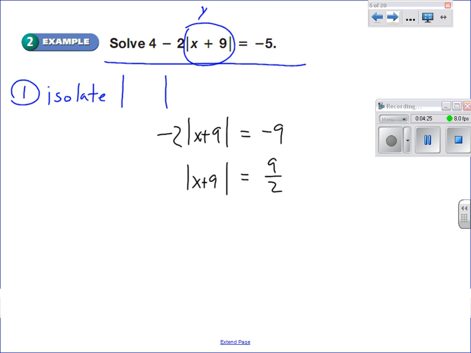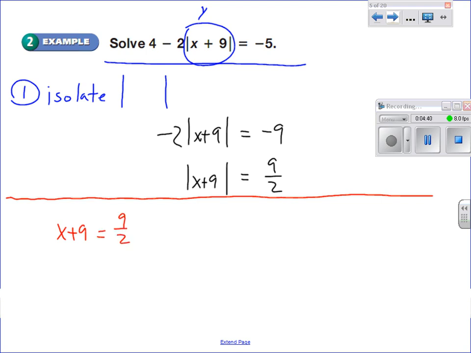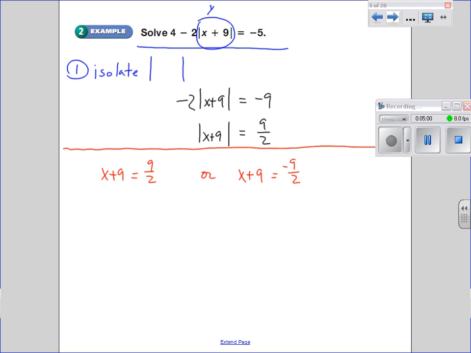Now, what I do here is I make a line. Okay. I make a line because now that I've got the absolute value isolated, I'm back to where I was with example 1. I get x plus 9 equals 9 halves. Or the other possibility is this could be negative 9 halves, right, inside the absolute value sign. So I could say, excuse me, x plus 9, that could total to negative 9 over 2. All right, and we just go ahead and do that math real quick.